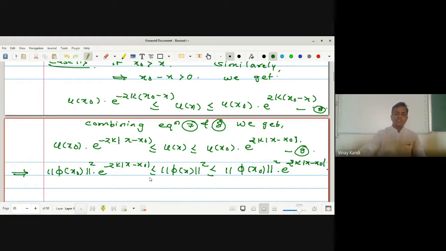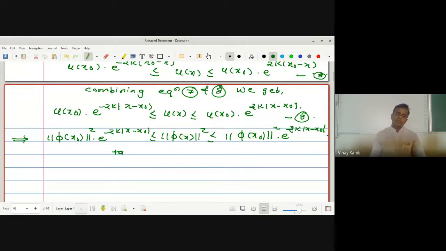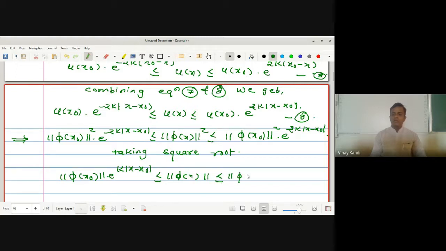Now taking square root on both sides, we get norm of phi of x naught into e raised to minus k into mod of x minus x naught, which is less than or equal to norm of phi of x, which is less than or equal to norm of phi of x naught into e raised to k into mod of x minus x naught for all x belongs to I. Okay, any doubt?